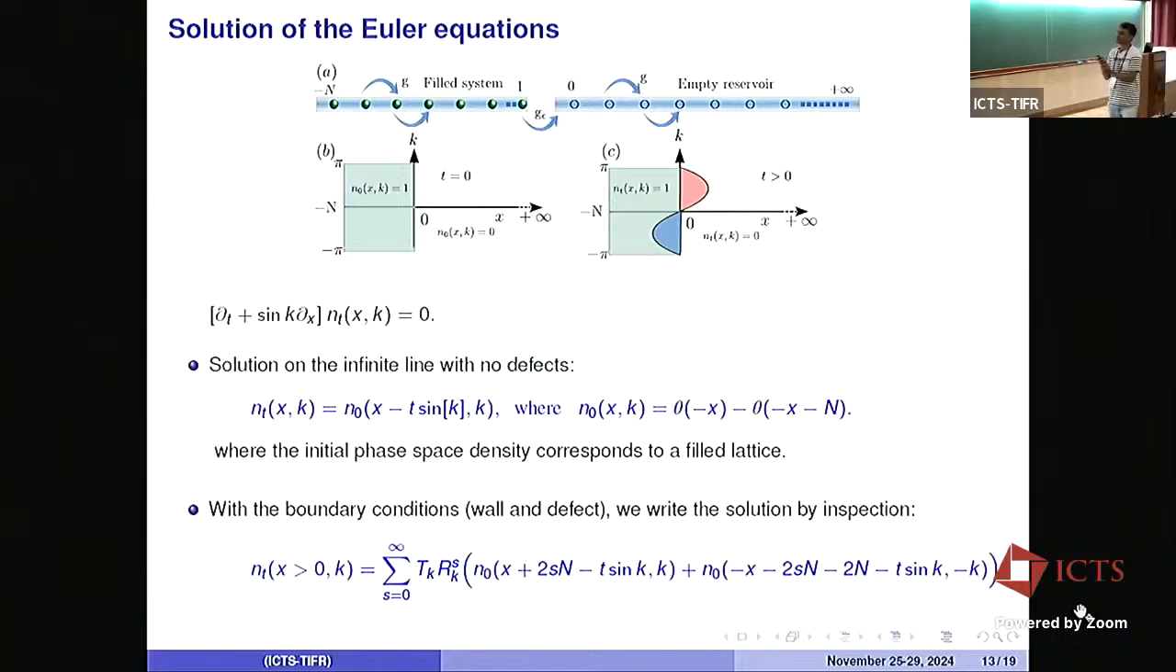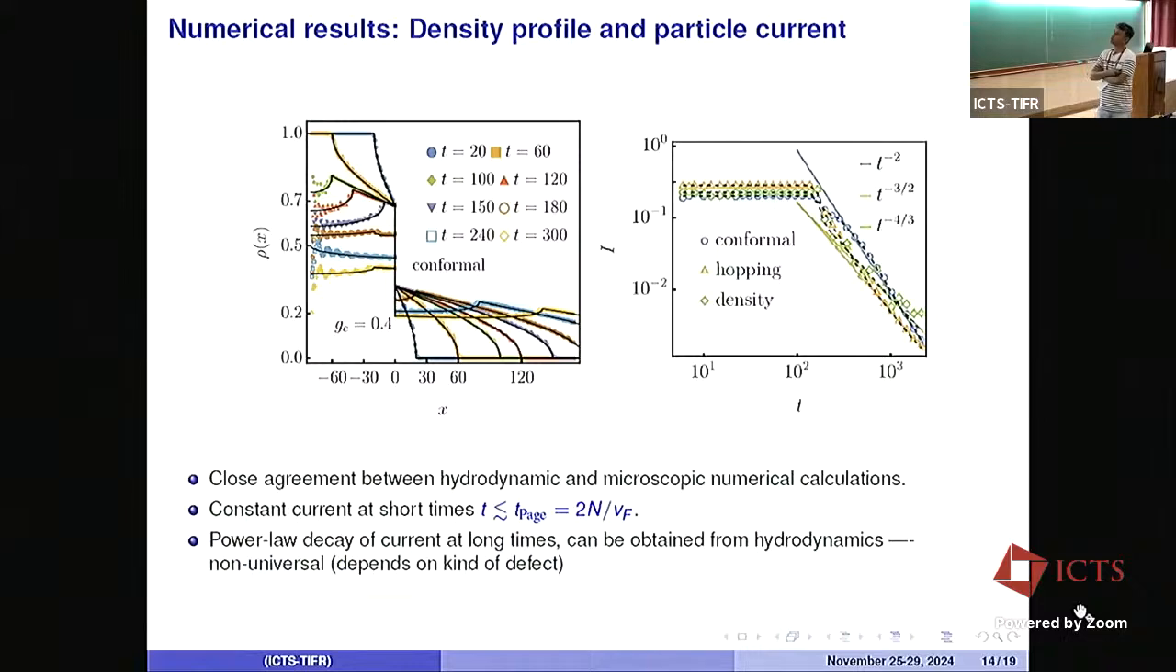So basically this is the solution, and now let me show the numerical results. This is for the density profile. Initially it's all 1 in the system, and it's 0 everywhere else. After some time, until it sees the wall, it evolves like an infinite system, and that's a simple solution. But then it sees the wall, and there's all sorts of things going on.